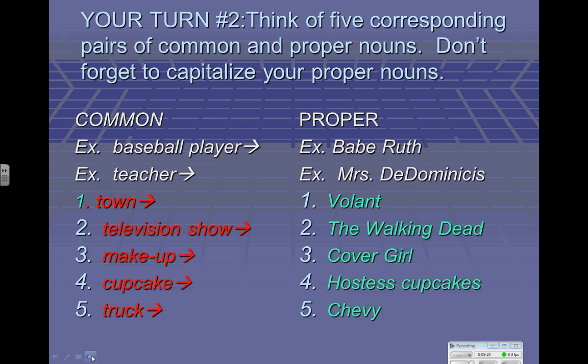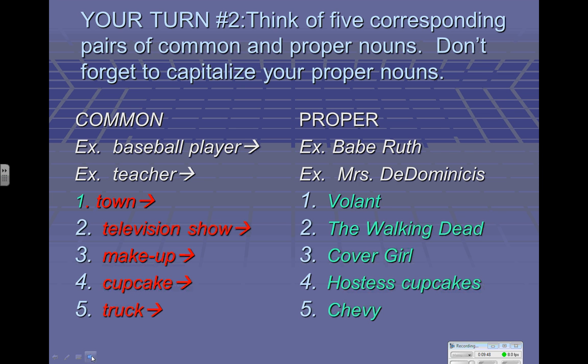One question you might have is frequently we see TV show written instead of television. And the reason why TV is capitalized is not because it's a proper noun, it's because it's an abbreviation. It's an acronym of sorts. So either way, that would still be a common noun. And then Walking Dead is the proper noun. Best show ever. Number 3, makeup.